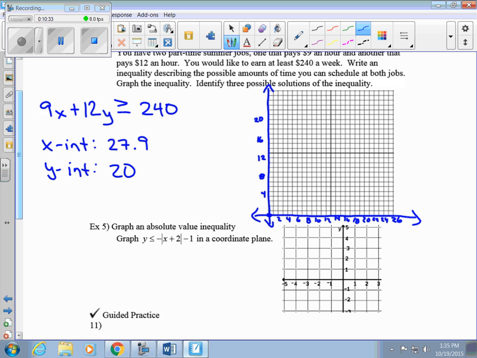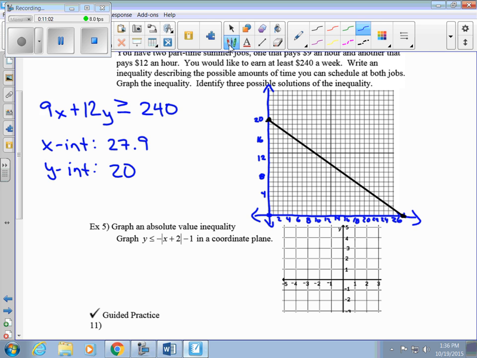So now what we need to do is put our points on here. So the x-intercept is 27.9, so about 28. So we need to go just past there. So we're going to say 27.9 is right about there. And my y-intercept is 20. So we're going to go there. And now we're going to draw our line from there to that point.